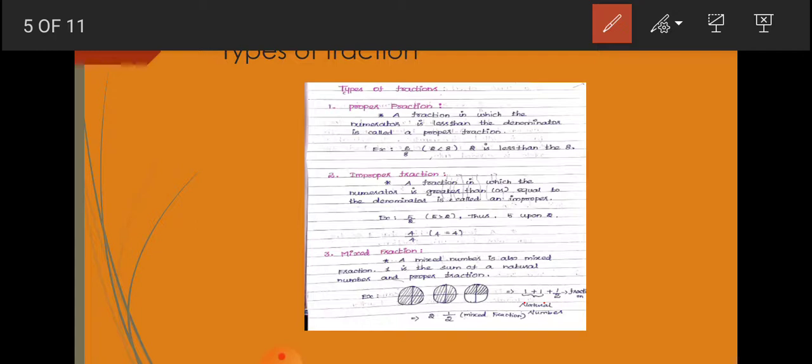So here 1 plus 1, that is a natural number, but half is a fraction because 1 divided by 2 is a fraction. Now you see 1 plus 1 is equal to 2, and 1 by 2. This is a mixed fraction.